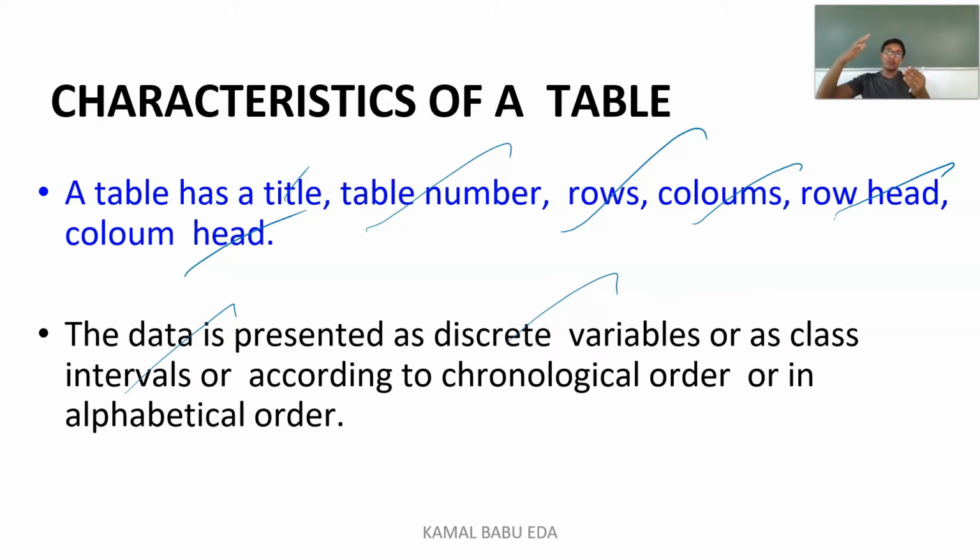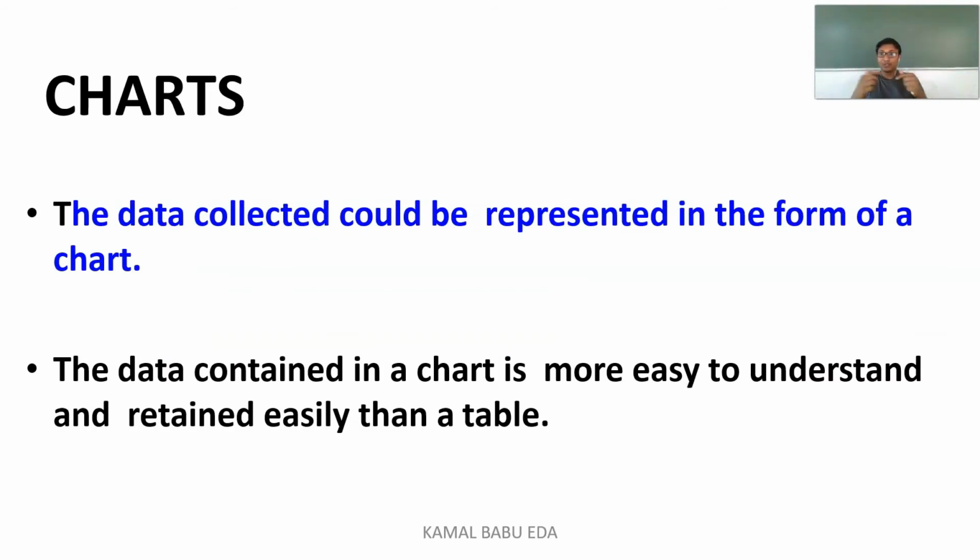So here we are arranging the table. If you want to arrange it ascendingly, we can do that, or descendingly, or chronologically, or alphabetically like A, B, C, D. In this way we arrange the table. Next we'll see what charts are.